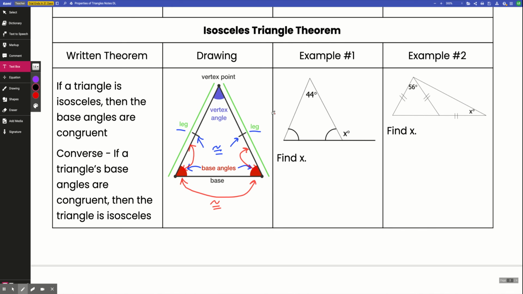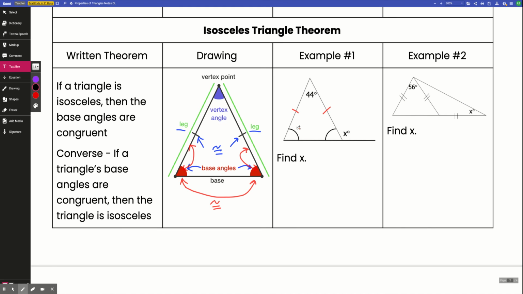All right, so let's take a look at this first example right here, which says find x, which is out here. I have a couple of different ways that I could do this. I could use the triangle sum theorem, or I could use the exterior angle theorem because x is an exterior angle. But first I have to figure out what these base angles are, right? Notice that these angles at the bottom are marked with congruent symbols. So that means this is an isosceles triangle. I have these two legs here that are congruent, and these two base angles are congruent.